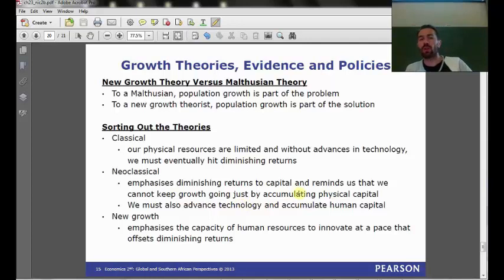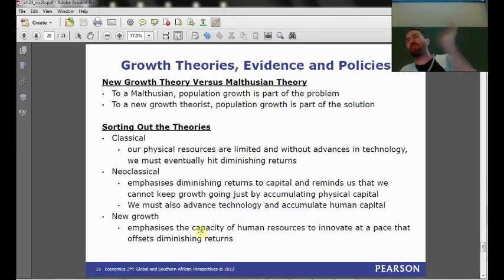So in other words, in this story, even if we have advances in physical capital without any kind of population growth, because of diminishing marginal returns, we're still going to hit a plateau where our real wealth just stops advancing. And the only way that we can increase it is if we have technological advancement. Whereas the new growth theory comes along and says, actually, the capacity of human resources to innovate often offsets any diminishing returns from capital.